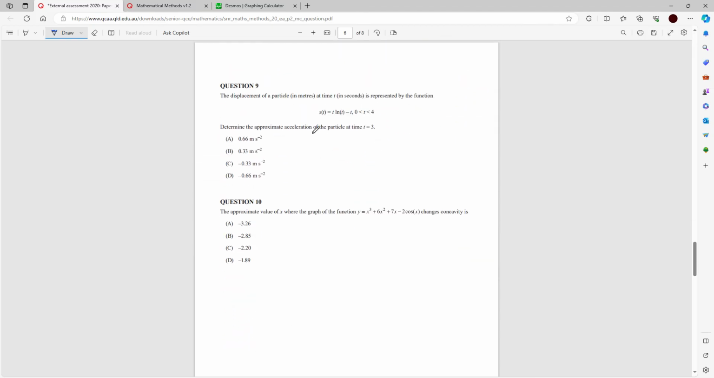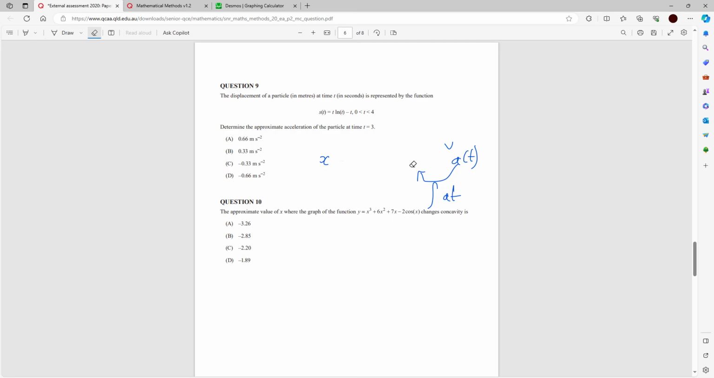So question 9, the displacement of a particle in meters as a function of time in seconds is represented by this particular function. So determine the approximate acceleration of the particle at t equals 3. So what that pretty much means is you need to understand a bit of stuff about how motion works. So if we have x of t, so your displacement, if you differentiate that with respect to time, you're going to get velocity. If you differentiate that again, you're going to get acceleration. And if you would integrate, you would go backwards. So in this case here, we need to work out the second derivative.